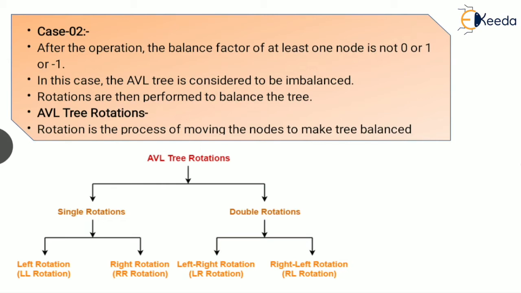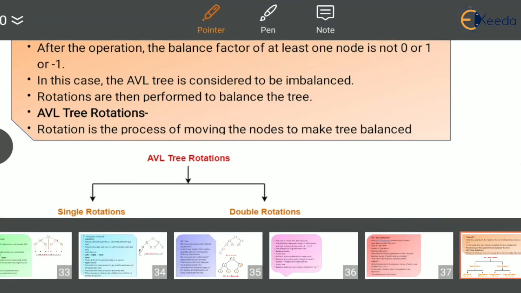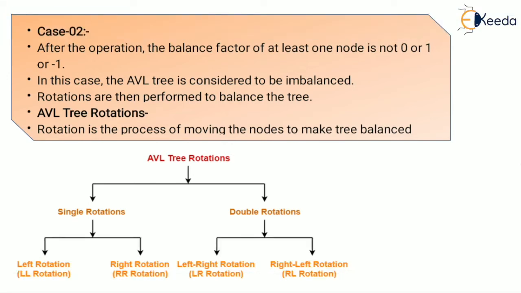Now in which manner we are providing the double rotation, that we want to see. In the case of single rotation, there are two types of rotation, that is left rotation and right rotation. Now we try to make an imbalanced tree into a balanced tree by using both types of rotations, that is single rotation as well as double rotation.